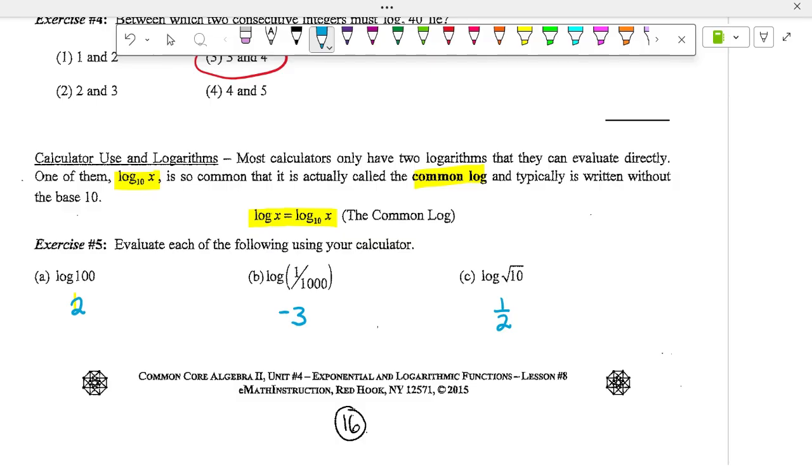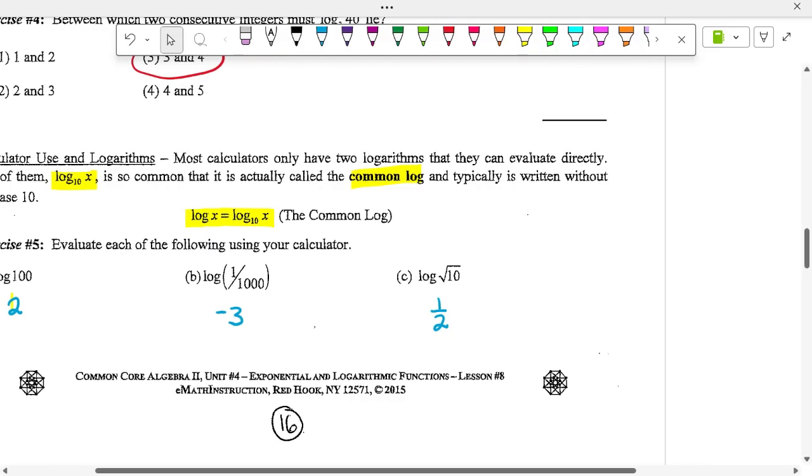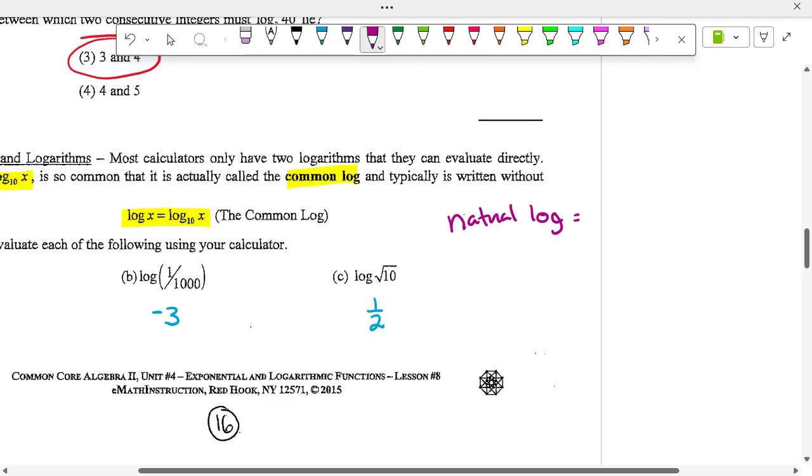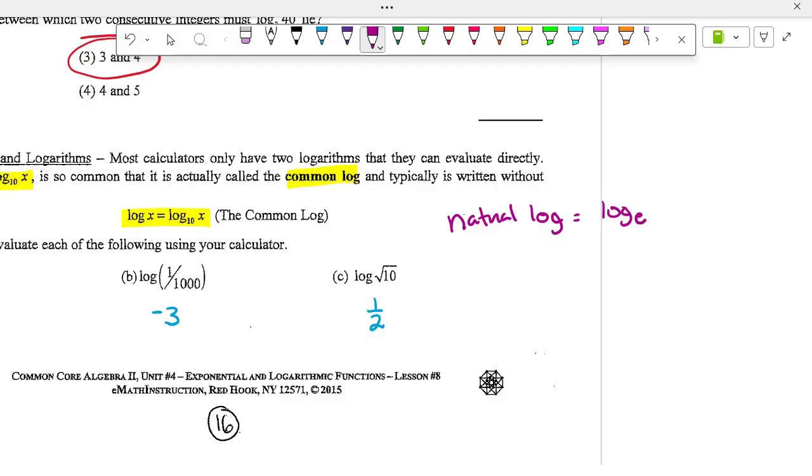Now, the other type of log, and it's not on here, but I just want you guys to be aware of it. The other type of log is called the natural log. What the natural log is, is log with a base of e. You guys remember the other day when we talked about the special number e that we use with exponential functions like PERT? Log base e is called the natural log, which you'll see a lot as ln of x.